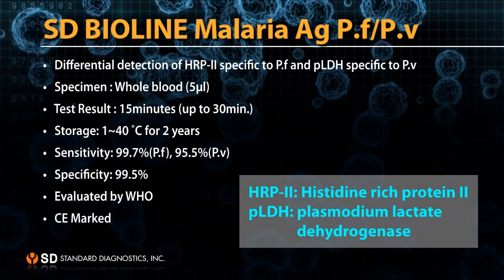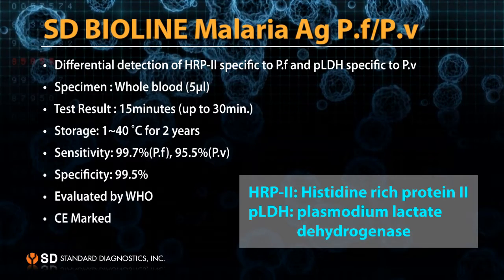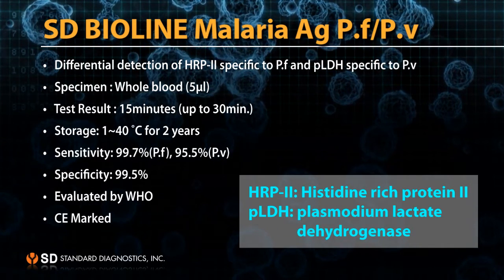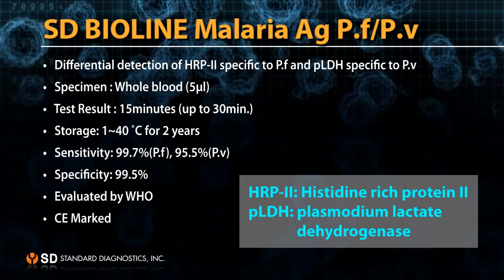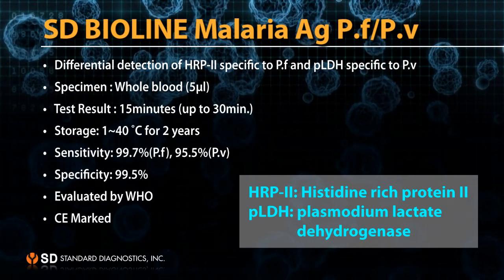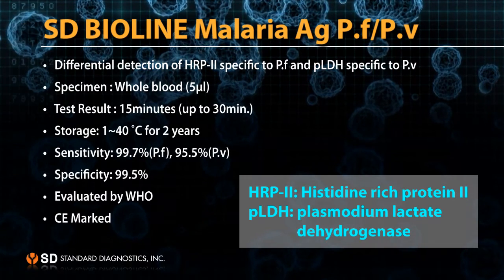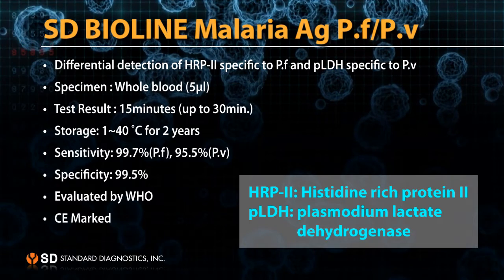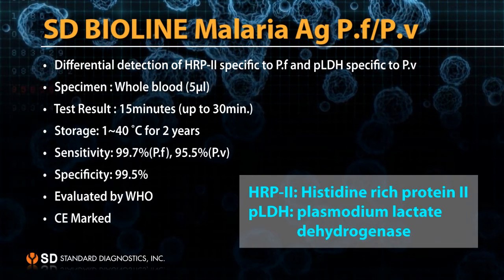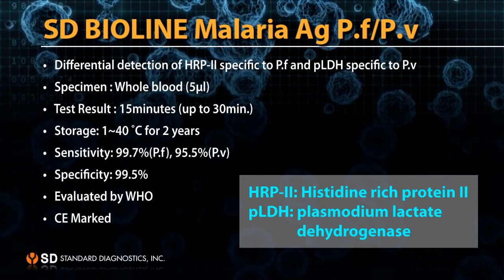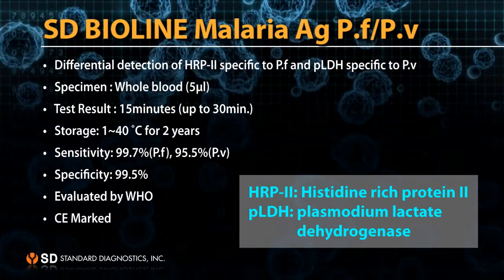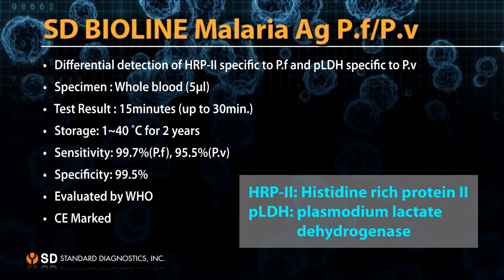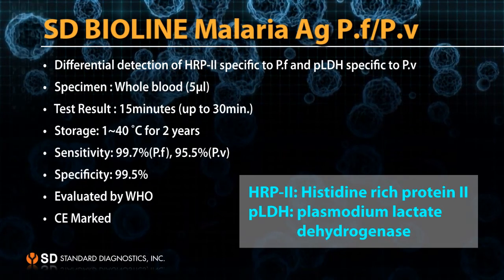Specimen is 5 microliters of whole blood, and test result is only 15 minutes. Storage condition is 1 to 40 degrees centigrade for 2 years. Sensitivity is 99.7% for PF, 95.5% for PV, and specificity is 99.5%. This CE-marked SD BIOLINE malaria antigen PV test was evaluated by WHO with outstanding performance results.